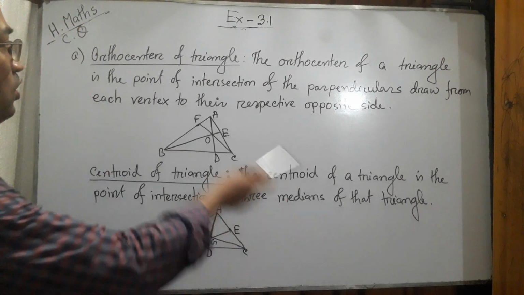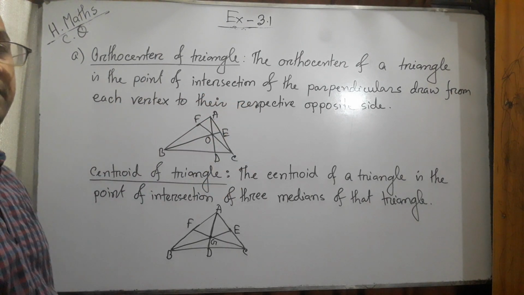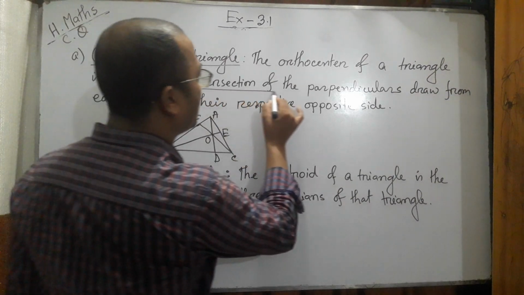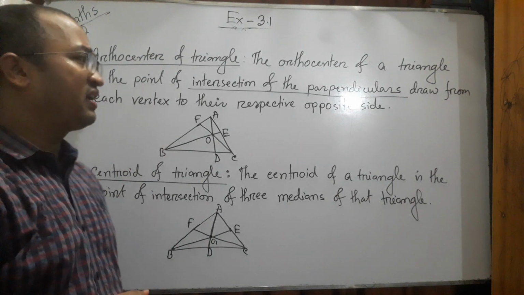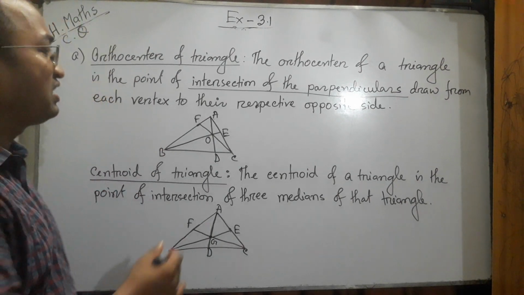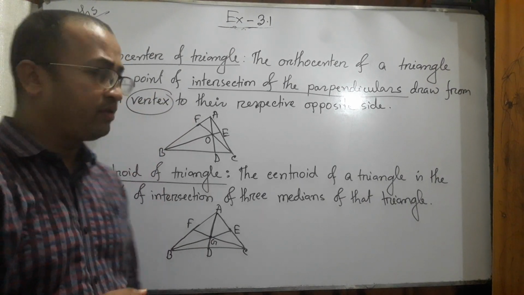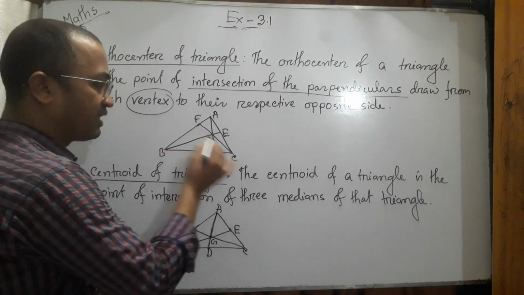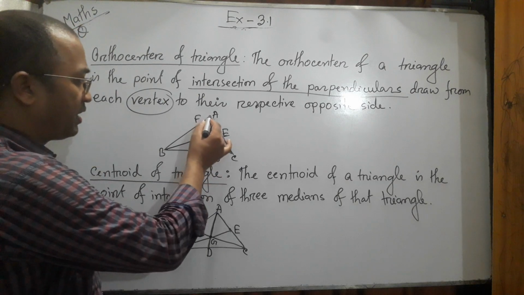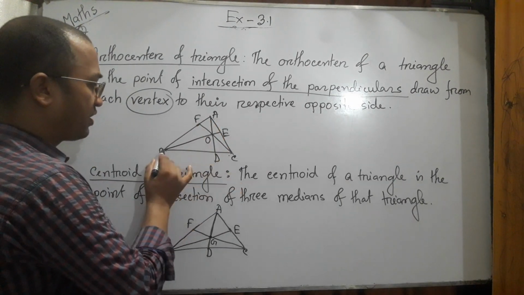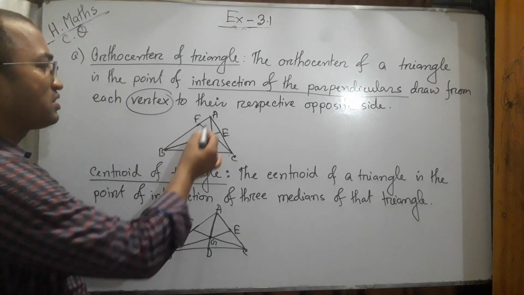Now look at the board. Orthocenter of a triangle. The orthocenter of a triangle is the point of intersection of the perpendiculars drawn from each vertex to their respective opposite side. We know there are 3 vertices of a triangle. Look, A, B, C, 3 vertices, and these 3 vertices have their 3 opposite sides. The vertex A, opposite side BC. For the vertex B, opposite side AC, and for the vertex C, opposite side AB.